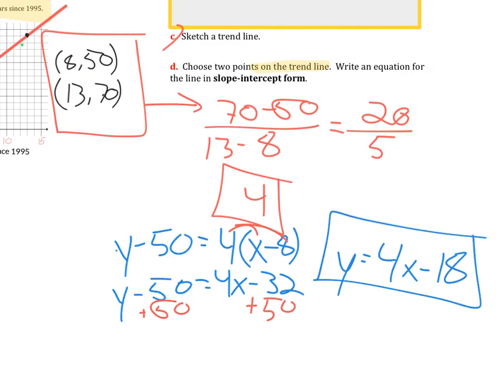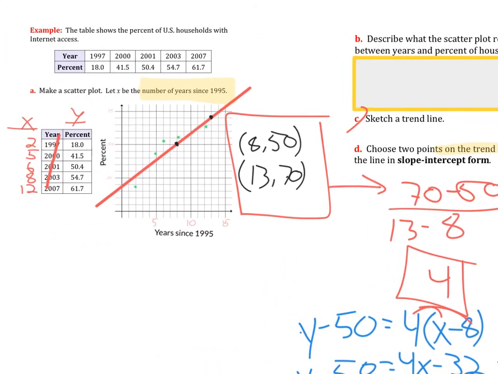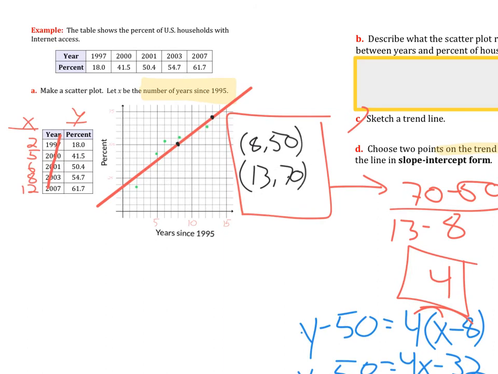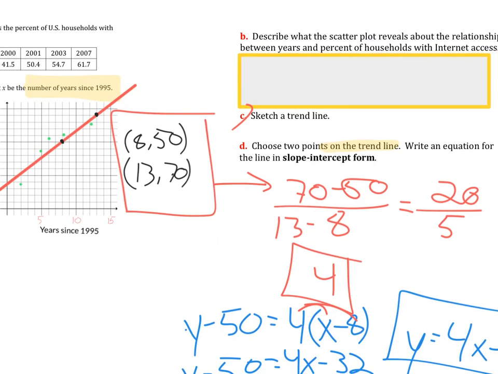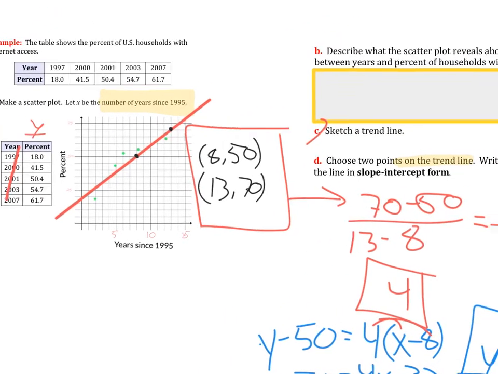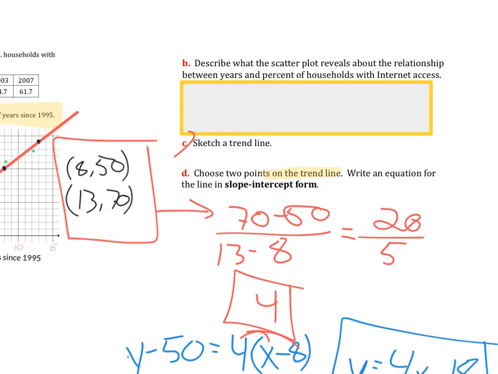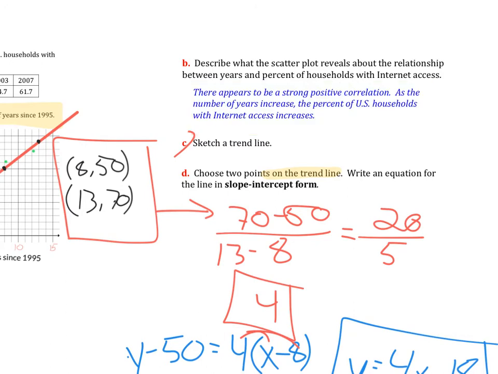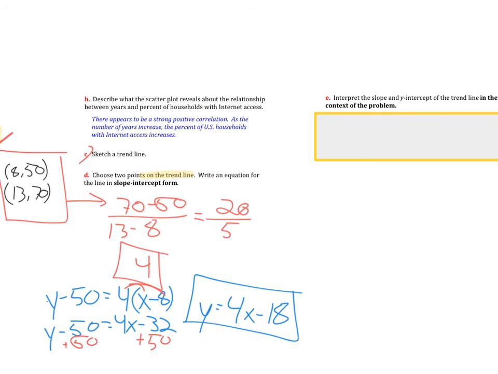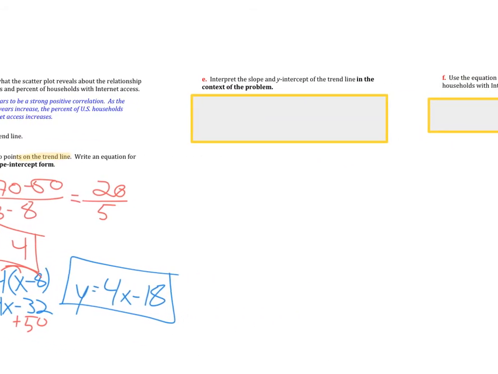All right. Now I skipped a question earlier. It says, describe what this scatter plot reveals about the relationship between years and percent of households. Well, what can we gather? Are things increasing? Are they decreasing? What's going on? If we look at the trend line here, it appears to be a positive correlation, and even further, it might even be a strong positive correlation, so we can say it's pretty reliable data there. So as years go on, internet access increases, and we're in the year 2020 right now, and internet's almost everywhere, so I'd say that holds true.